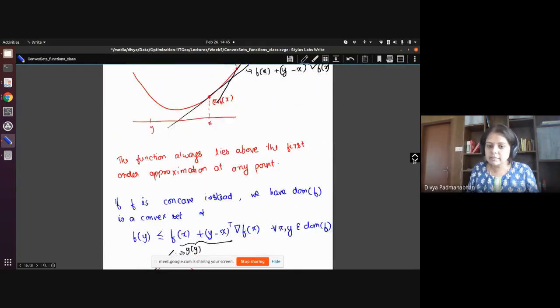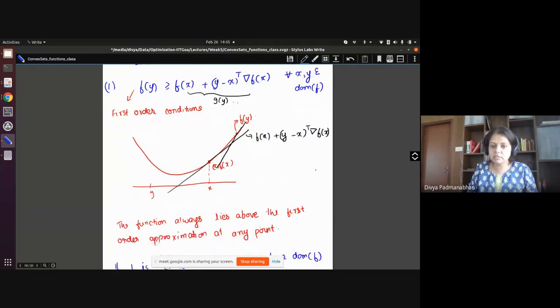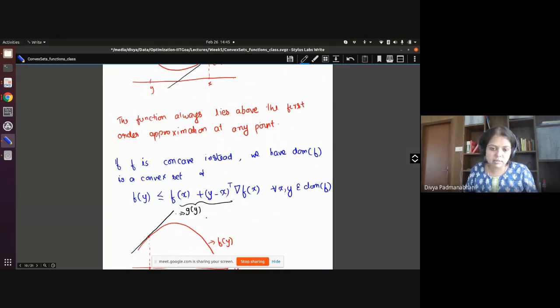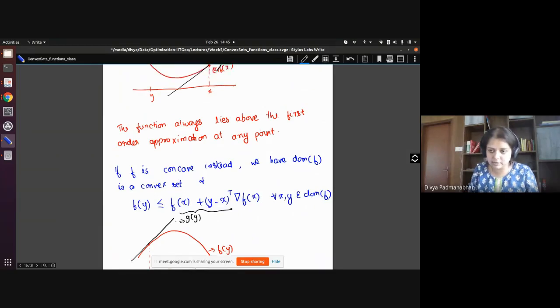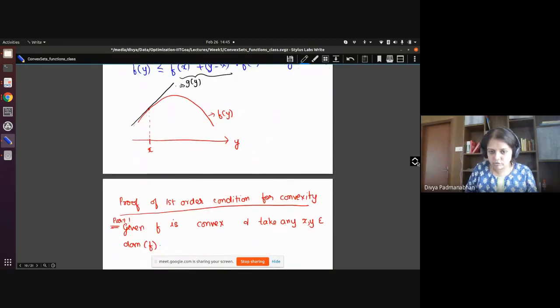Let's just see a proof for this. It's always like that for convex functions. For concave functions, you have the other way around, where the first order approximation lies above the function. So that would be something like this: this is the function and this is x, and this is the line which approximates the function at x, and that lies above the function. Let's just see a proof of this.